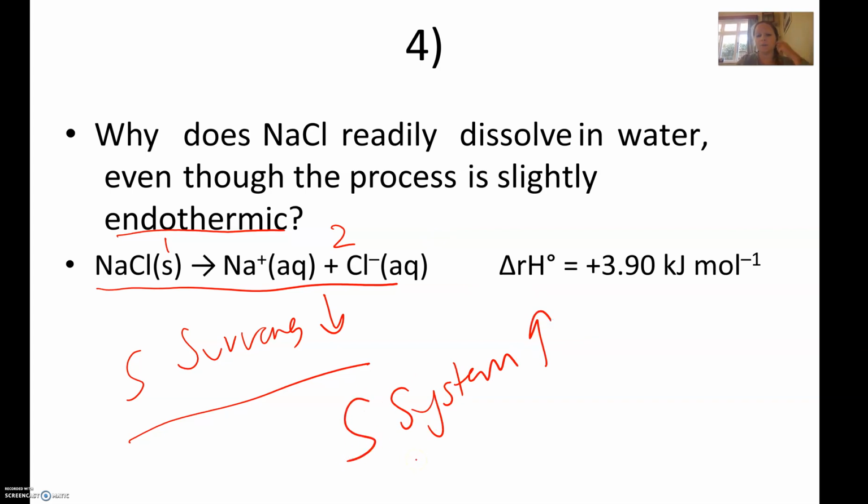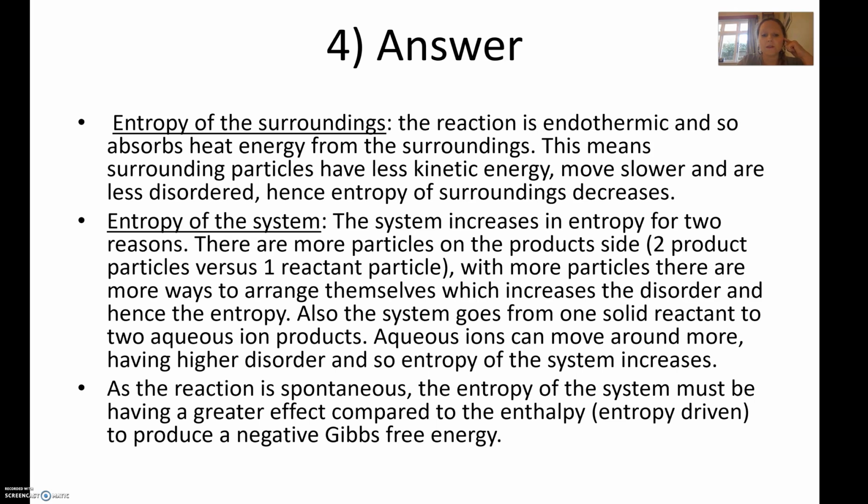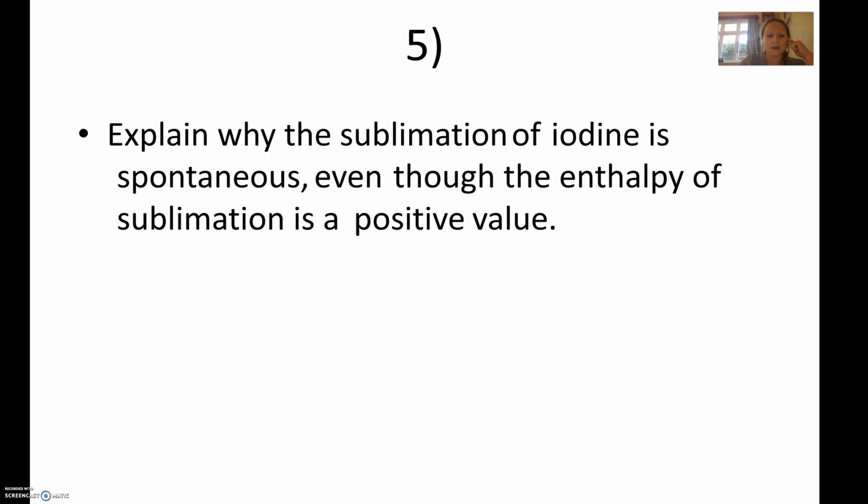So the system is increasing in entropy. How is it possible to get this reaction happening? Well, to get a negative G, which is H minus TS, the only way G can be negative if H is positive is that S must be a bigger value. So we would say this reaction is entropy driven. Please feel free to read this answer and ask me any questions. Last one, and then I'll leave you to it.